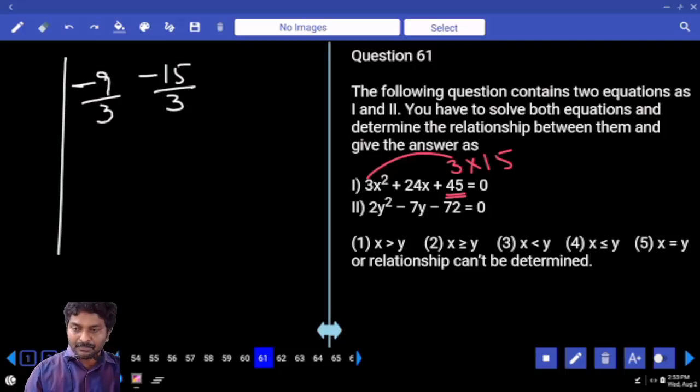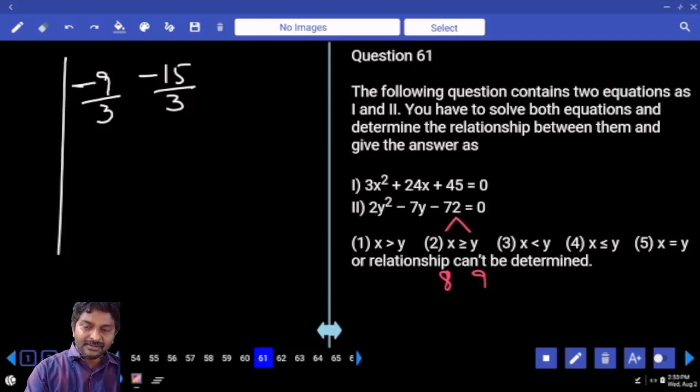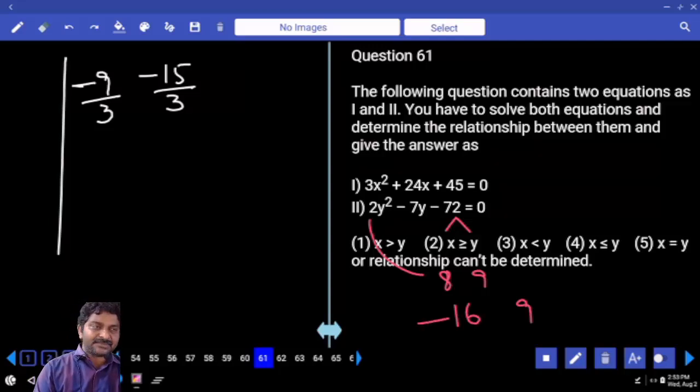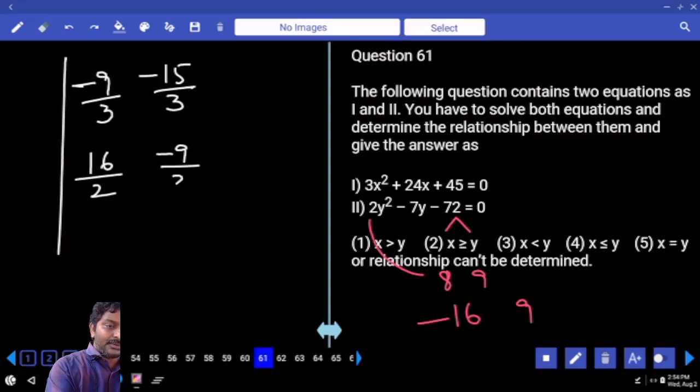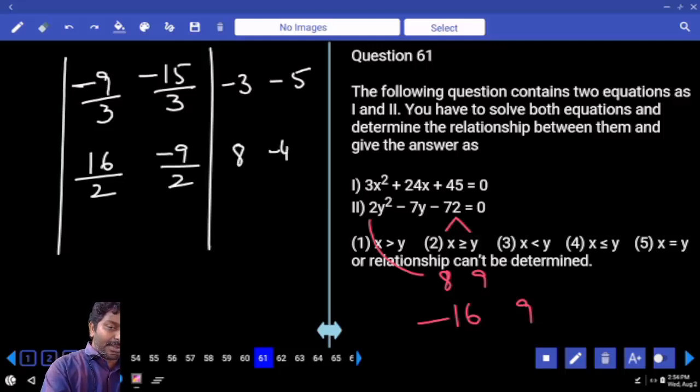Yes. This number we can write it as 8 into 9. 2 into 8, 16 and then 9. Minus 16 plus 9, that is minus 7. Some condition satisfied. Factors are plus 16 minus 9 divided by 2. How much is this? Minus 3 minus 5. 8 minus 4.5 lies in between these two numbers. In between.